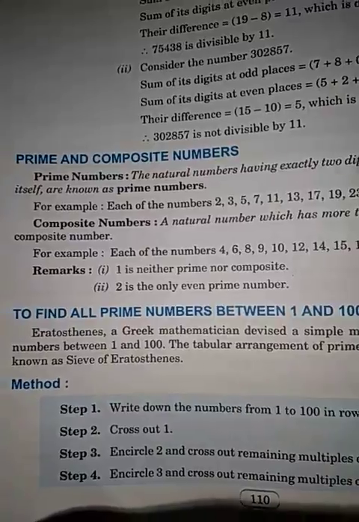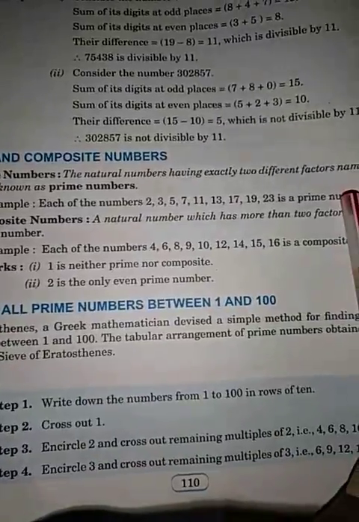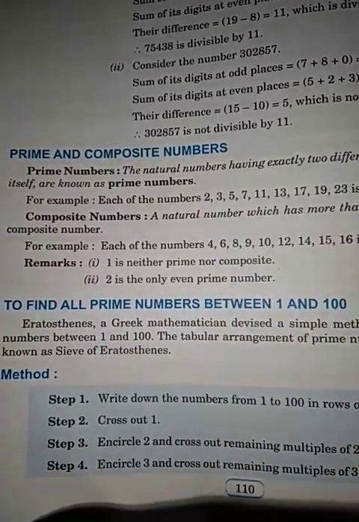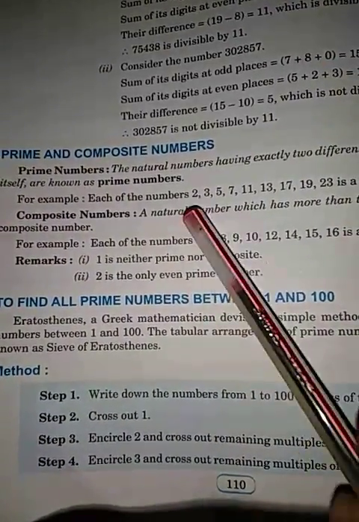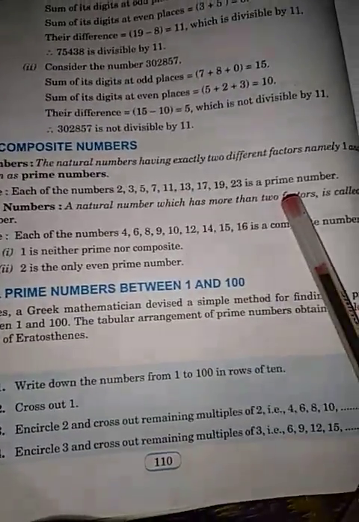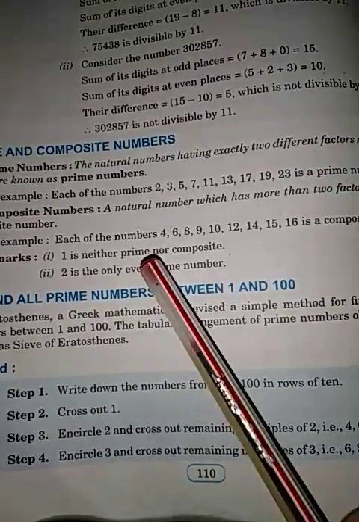Now, prime and composite numbers. Prime numbers: the natural numbers having exactly two different factors, namely 1 and the number itself, are known as prime numbers. For example, 2, 3, 5, 7, 11, 13, 17, 19, 23. These are prime numbers because they have only two factors, 1 and the number itself.